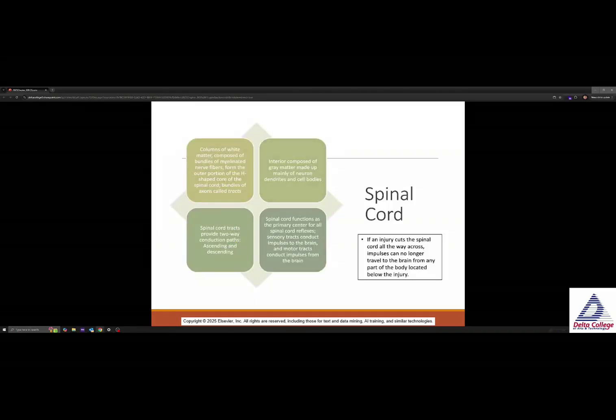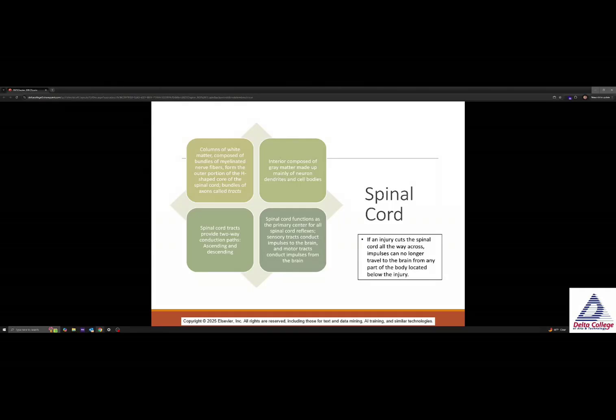Now let's move on to the spinal cord. The spinal cord consists of columns of white matter composed of bundles of myelinated nerve fibers that form the outer portion of the H-shaped core of the spinal cord. There are bundles of axons called tracts. The inner part is composed of gray matter made up mainly of neuron dendrites and cell bodies. The spinal cord tracts provide two-way conduction paths: ascending, which goes up towards the brain, and descending, which goes down towards the peripheral system, the periphery.